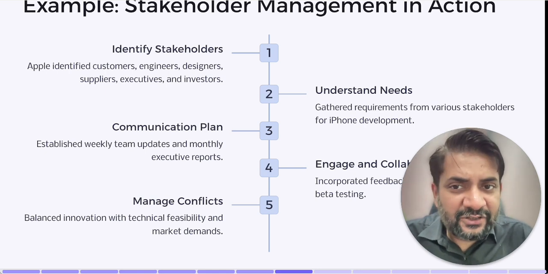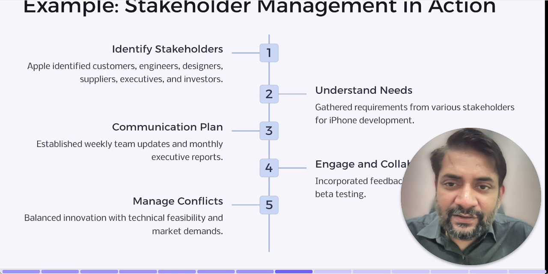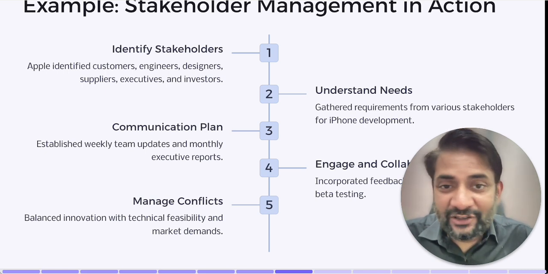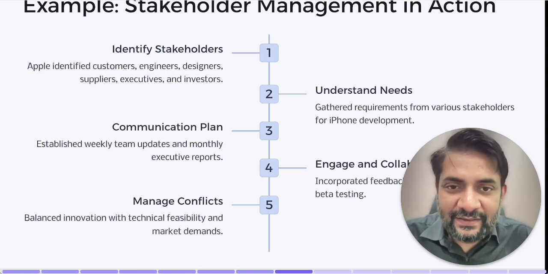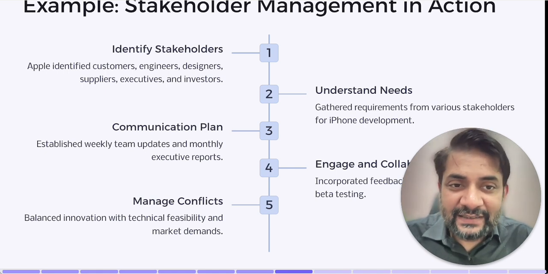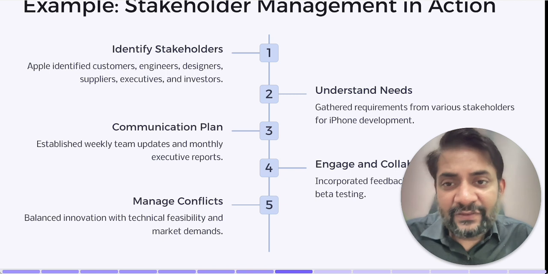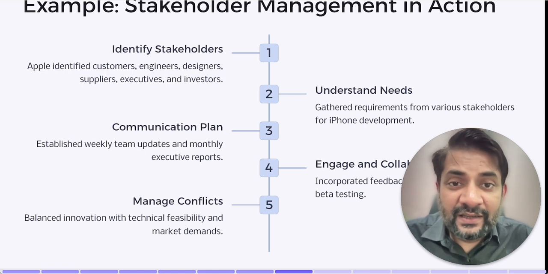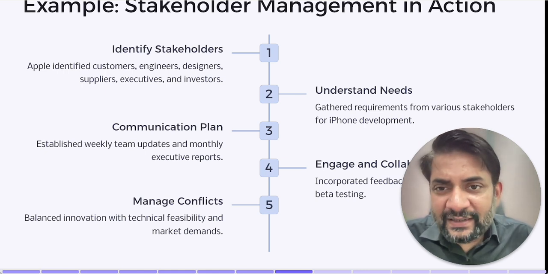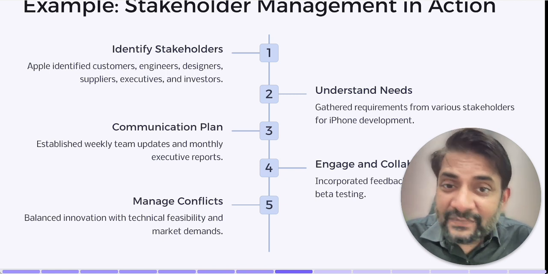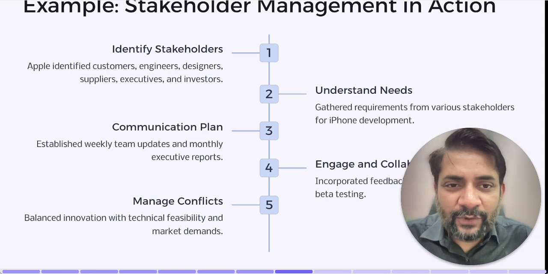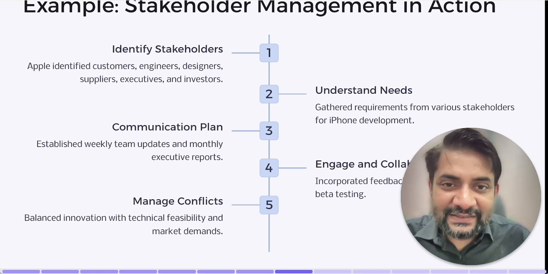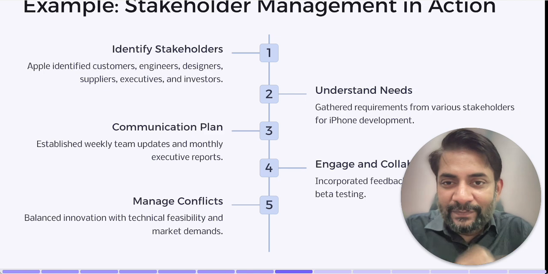Now, once you have the communication plan in place, you engage and collaborate. You get into feedback loops, incorporate customer feedback through focus groups and beta testing, and collaborative design. Designers and engineers work closely to ensure aesthetic and functional excellence. And the fifth one is to manage conflicts, balancing innovation and feasibility. Negotiate features to align with technical capabilities and market demands. Outcome: the successful launch of the iPhone revolutionized the smartphone industry, demonstrating effective stakeholder management by aligning diverse interests towards a common goal.